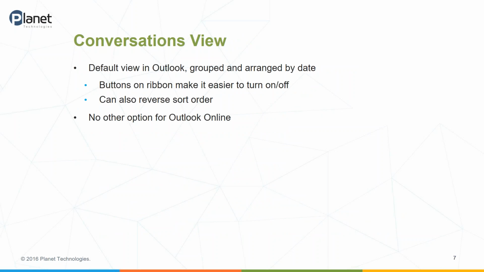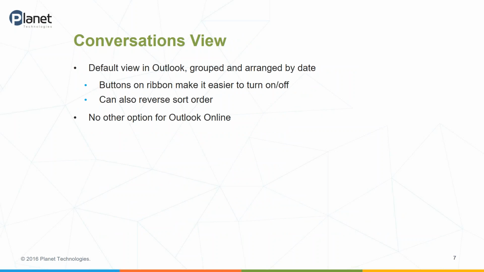So one of the first things that I want to take a look at when we talk about getting your Outlook inbox to work for you is the Conversations view. This is now the default setting in Outlook. So if you have a brand new email account and you open up Outlook or you go to Outlook Online, you're going to see things grouped by conversation, and normally they're also arranged by date.